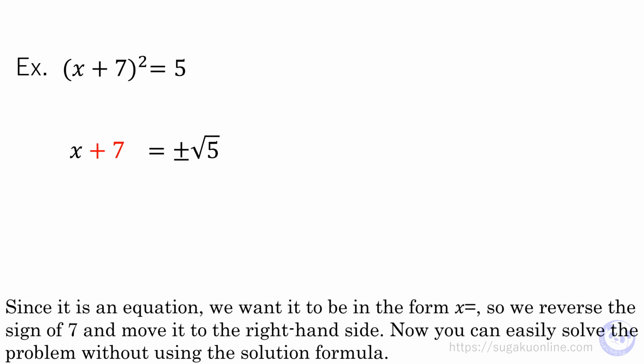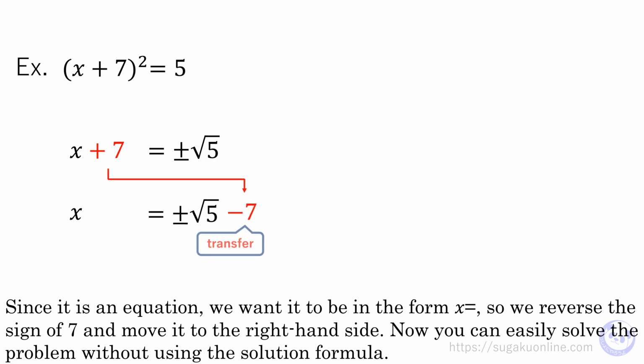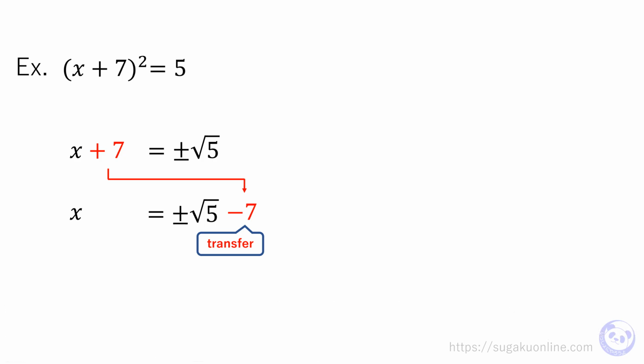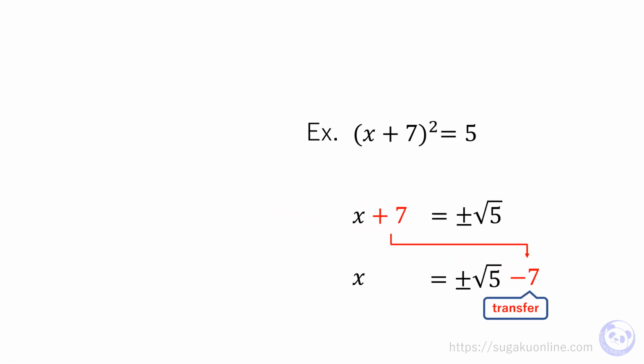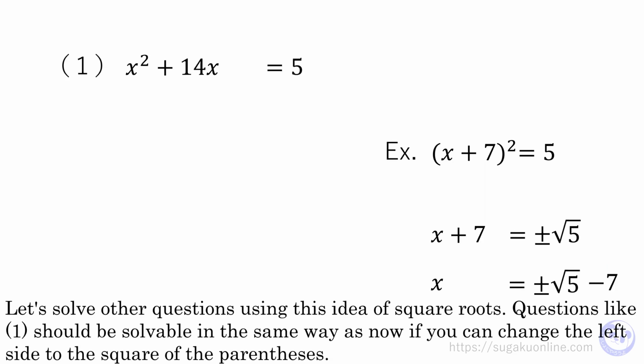Since it is an equation, we want it to be in the form x equals, so we reverse the sign of 7 and move it to the right-hand side. Now you can easily solve the problem without using the solution formula. Let's solve other questions using this idea of square roots.